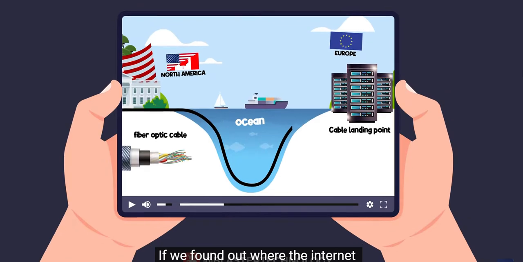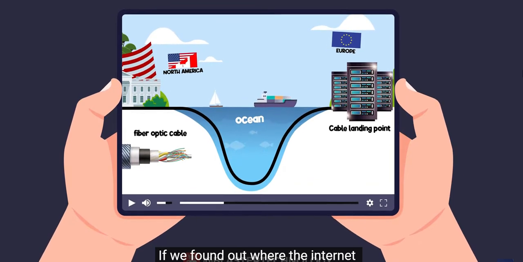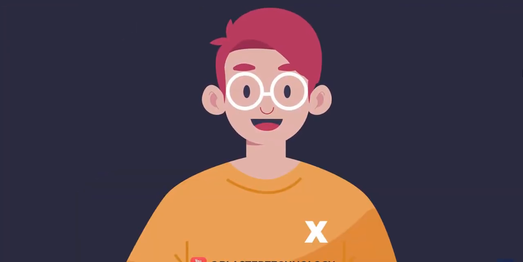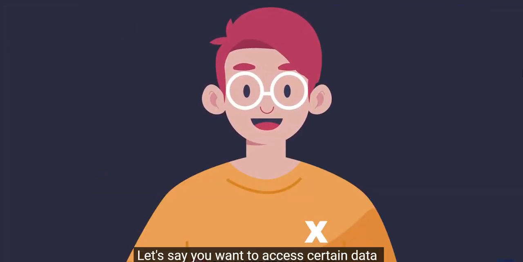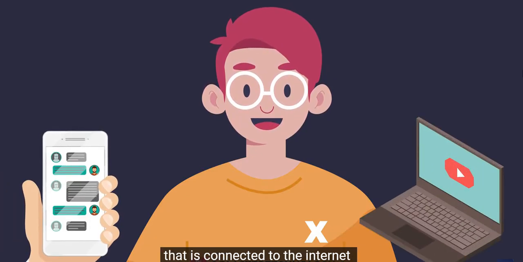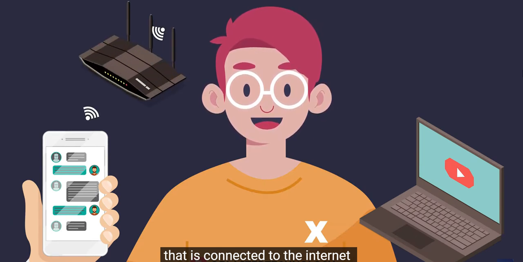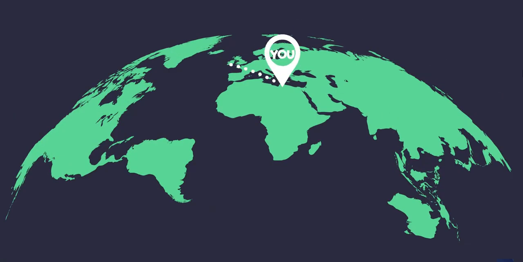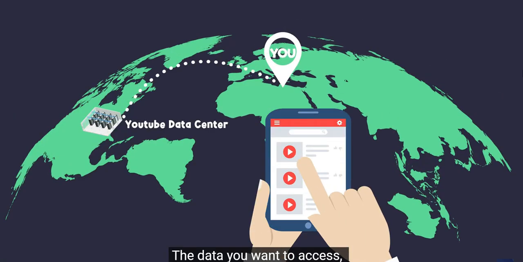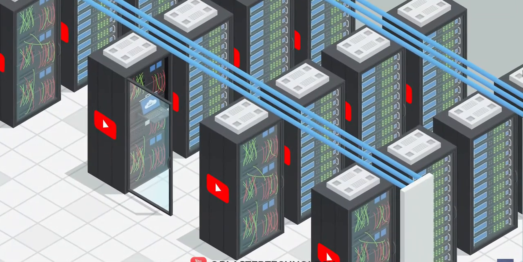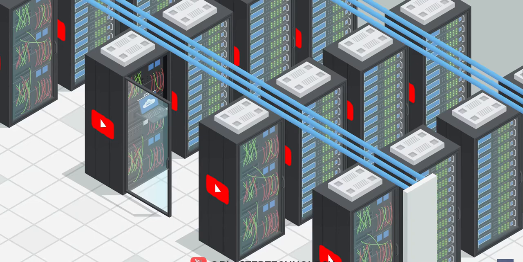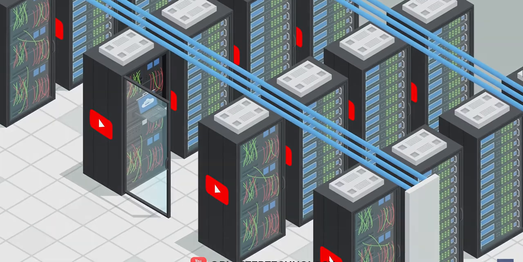Now that we found out where the internet comes from, let's see how it works. To better understand, let's take a concrete case. Let's say you want to access certain data from the internet from a phone or a laptop that is connected to the internet via cable or Wi-Fi via a router. The data you want to access, for example a video on YouTube, is stored in a data center on an SSD of a server. But how does this data get to you?